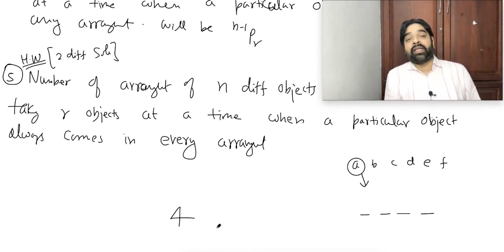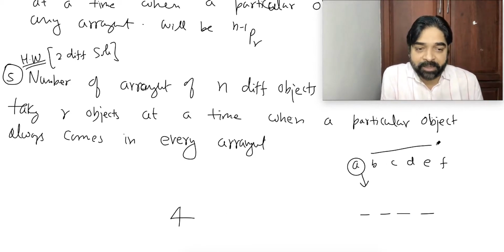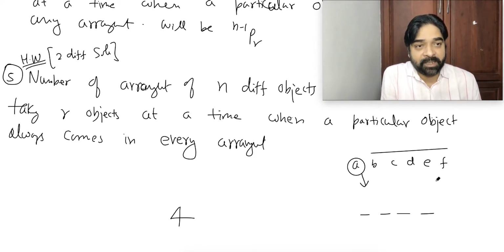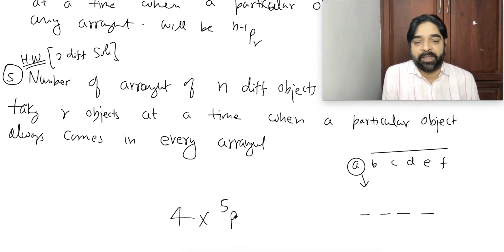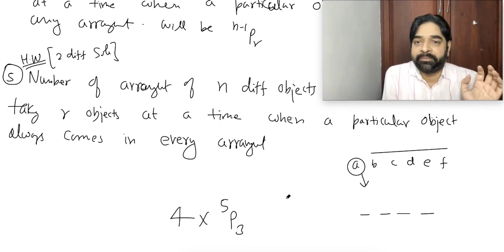Now I know that there are 3 places left and a total of 5 objects left. There is no condition for those 3 places and those 5 objects. So I will say, the balance 3 places can be filled by 5P3. Did you understand? Is it clear to everybody? This will be the answer.